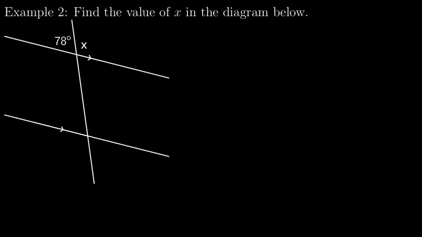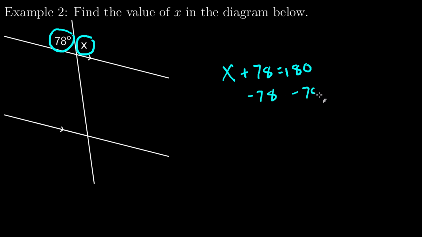Okay, in here, very similar, I can notice that I have this acute angle, 78 degrees. I have this obtuse angle, x. They are not the same, which for this diagram means they have to add up to 180 degrees. So I'll do x plus 78 equals 180. Subtract 78 from both sides. And I will get that x equals 102 degrees.